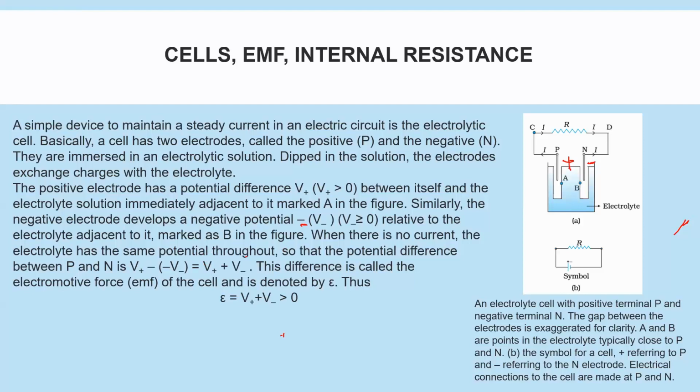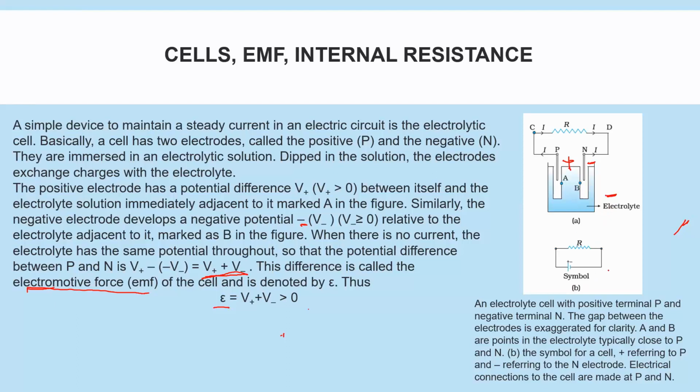So this potential difference that we see between the two electrodes, when they are put in the electrolytic solution and there is no current passing, is called the EMF or electromotive force of the cell. We denote it by epsilon or E. So that is V positive plus V negative, and usually that is more than 0. So actually you can see that this is the electrolytic cell that we were talking about.